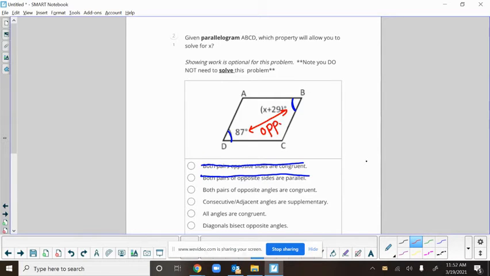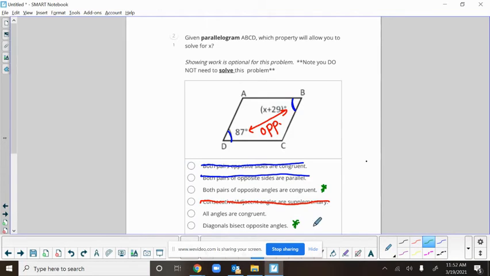They are not adjacent because adjacent angles would be next to each other. That would be like angle A and angle D, or angle D and angle C. So we're not talking about adjacent or consecutive angles in this problem. We are talking about opposite angles. So you only have two options now when you're thinking opposite. It's either both pairs of opposite angles are congruent, or diagonals bisect the opposite angles.